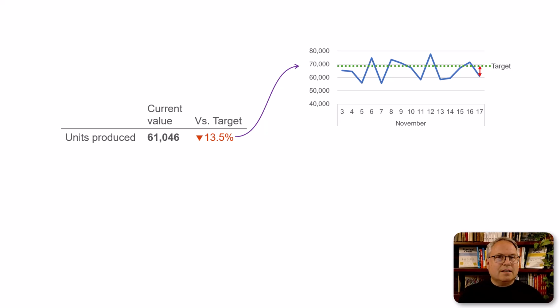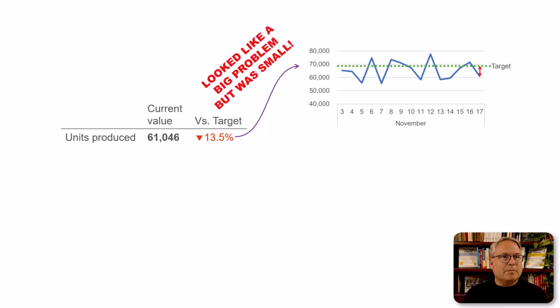Is this a disaster? Is this a crisis? No, this is just kind of a volatile metric, right? It bounces around a lot. It's 13% below target today. It'll be 15% above target the next day and 20% below the one after that. And none of that really requires attention, right? So what looked like a big problem actually really wasn't a problem.